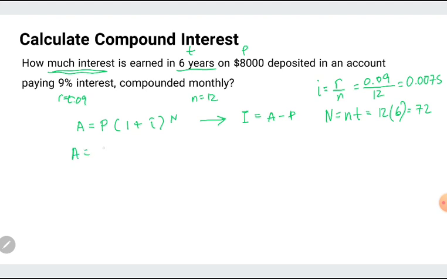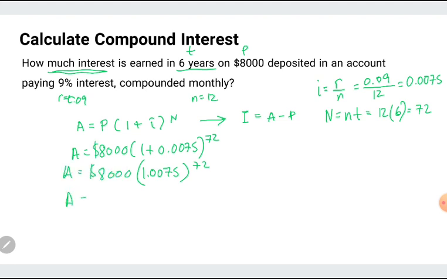A is equal to P, 8,000 times 1 plus 0.0075 raised to 72. Now this is of course 1.0075 raised to 72. This is in dollars. Okay, let me just check. 1.0075 raised to 72 is 1.712552707. So again, I put all of them. I did not round off.